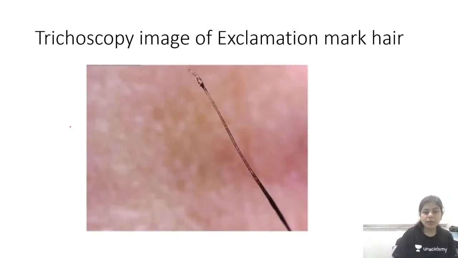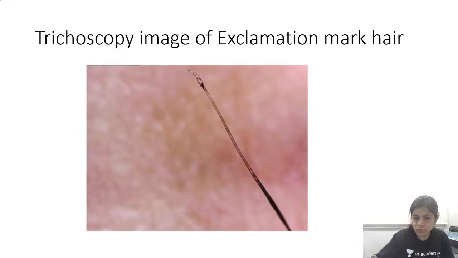This is the trichoscopic image of the exclamation mark hair. See, this is your club shaped root. So this is the club shaped root.